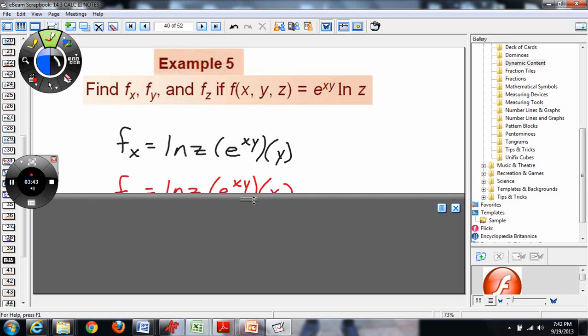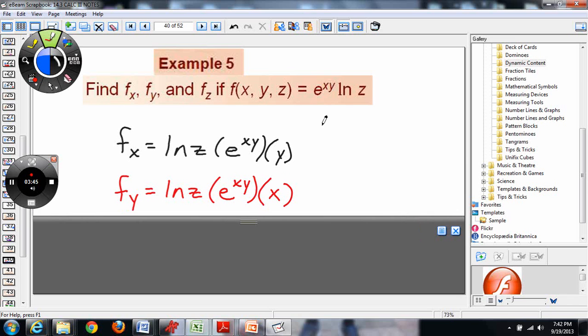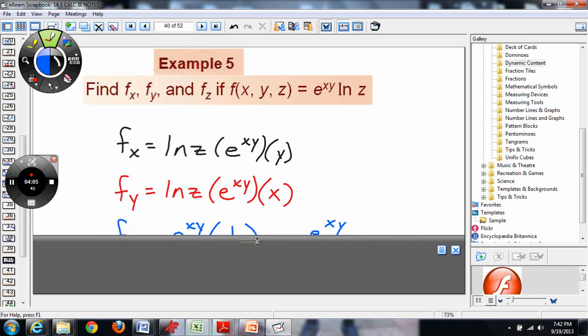Chain rule. And then partial derivative with respect to y, similar deal, the natural log of z would come out in front, it's just a constant. Rewrite the e raised to the xy, and then if the y is the variable, then the x would be that number right in front, so that would just come right out in front. Or I'd multiply by x.